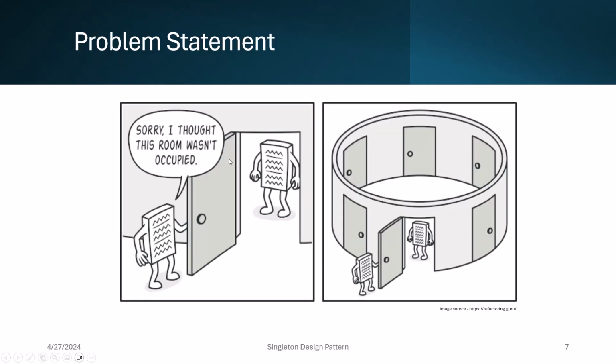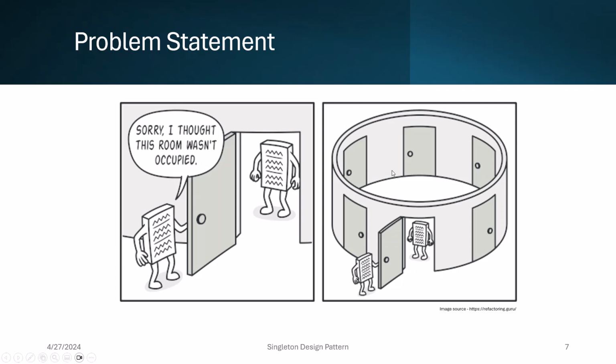So let's see the problem statement, meaning what problem we get when we don't use the singleton design pattern, and how we can solve that using it. Here, let's say you are developing a system where you need to ensure that there is only one instance of a particular class throughout the entire application, and this class represents a crucial resource or service that needs to be globally accessible and shared among multiple components. Additionally, you want to ensure that the instantiation of this class is thread safe and efficient.